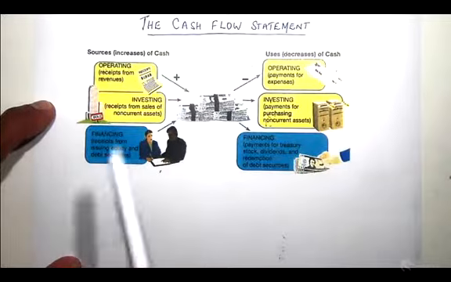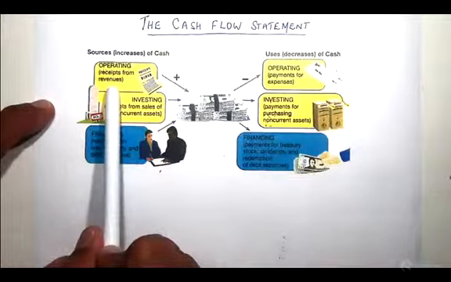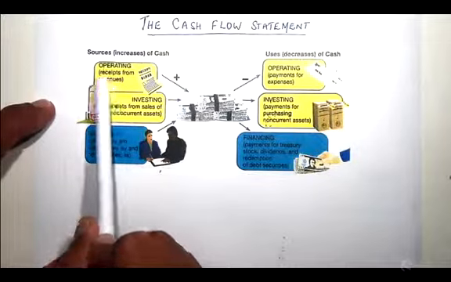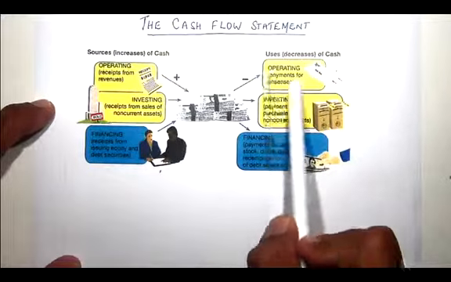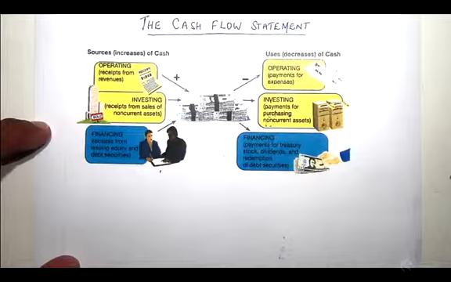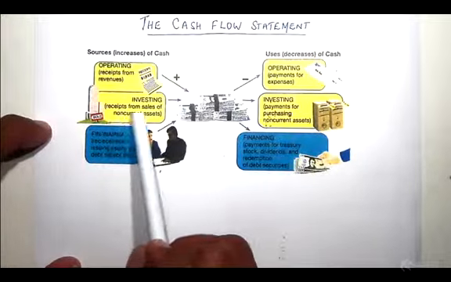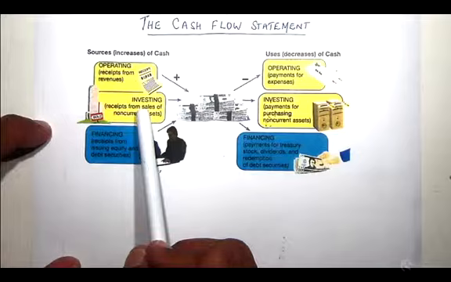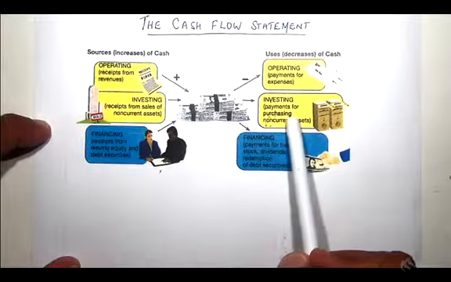The inflows from operations are receiving money from revenue activities. When I sell goods, I receive cash. That's under operating. When I pay for expenses, it is under operating. Both are recurring in nature, short term. Investing activities. When I sell an old asset, there's an inflow of cash. When I buy a new asset, there's outflow of cash.